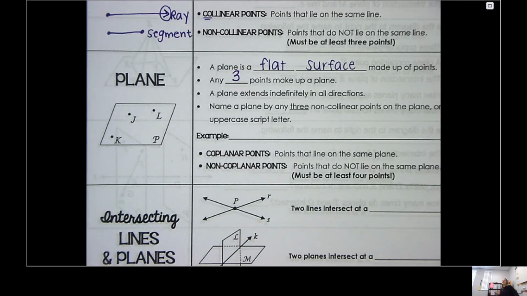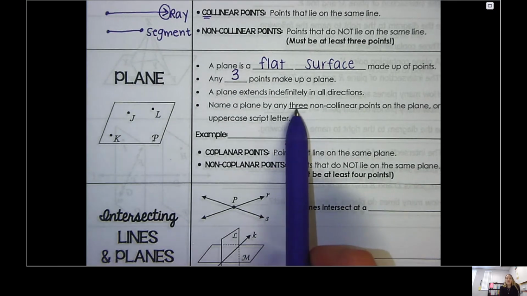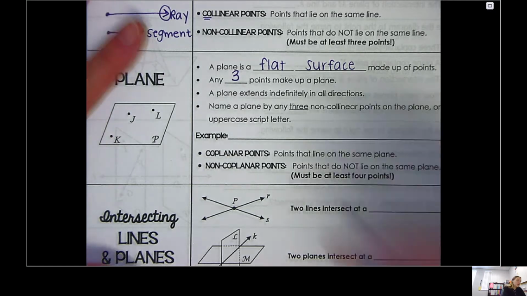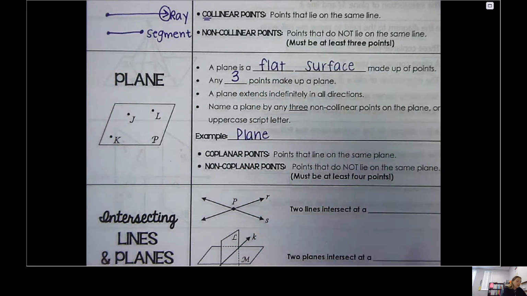A plane extends infinitely in all directions. And to name a plane, we need 3 non-collinear points that are inside of the same plane. Inside. So if you looked at this plane here, what are 3 points on the inside of that plane? J, L, and K. Great, Kiki. Exactly. So we could call this plane J, L, K.